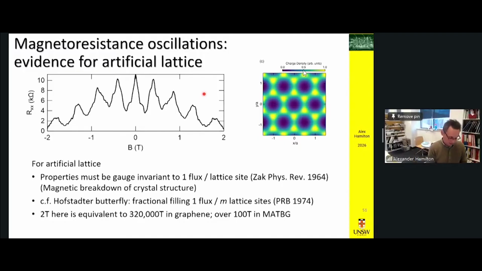For comparison, in our experiments, the data I'm showing here goes from -2 to +2 Tesla. This would be equivalent to going up to 320,000 Tesla in graphene or 100 Tesla in magic angle bilayer graphene. Obviously, those magnetic fields are not achievable in the laboratory, but for us, 2 Tesla is highly achievable.